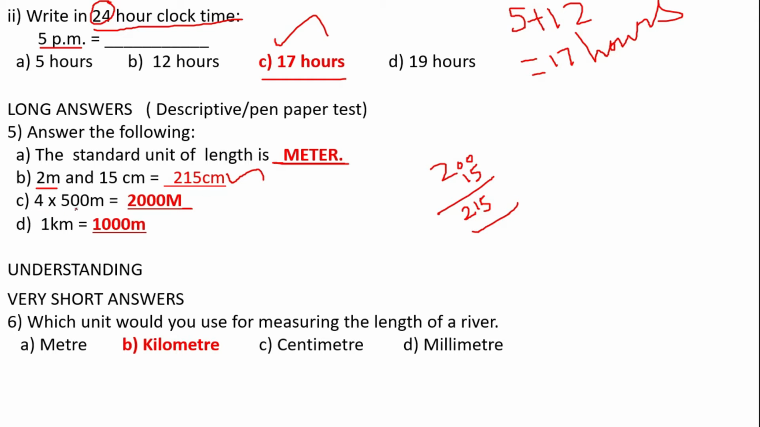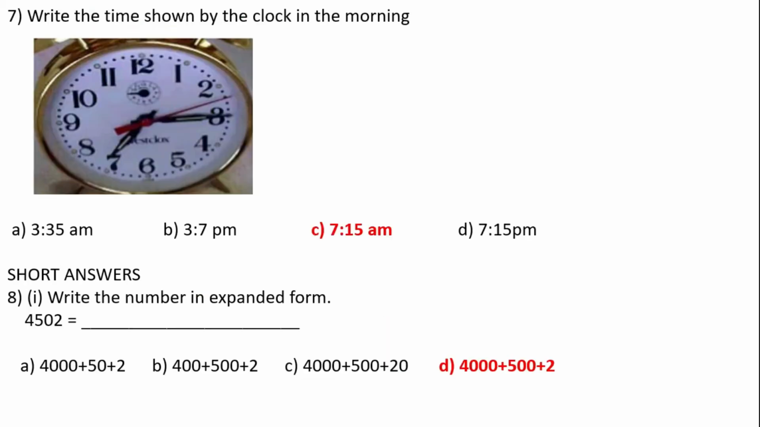4 into 500. Just multiply, 4 5s are 20. Then add this 20. So you will be getting 2000 meter. 1 kilometer, 1000 meter. Very short answer. Which unit would you use for measuring the length of a river? You can use a kilometer for measuring the length of a river.